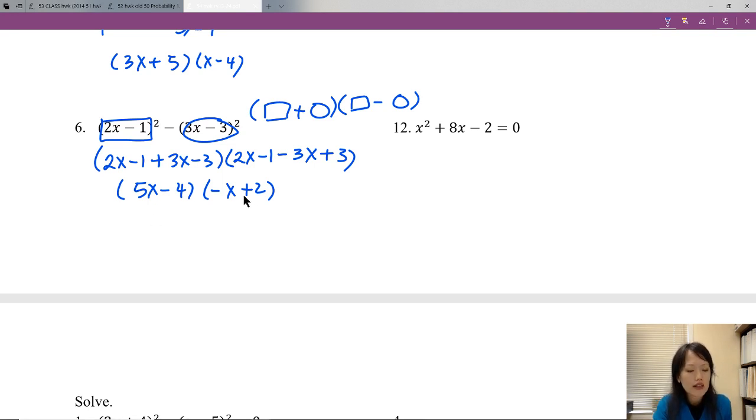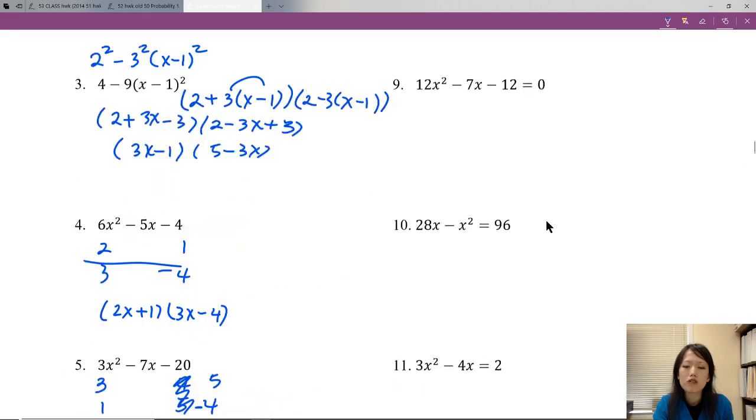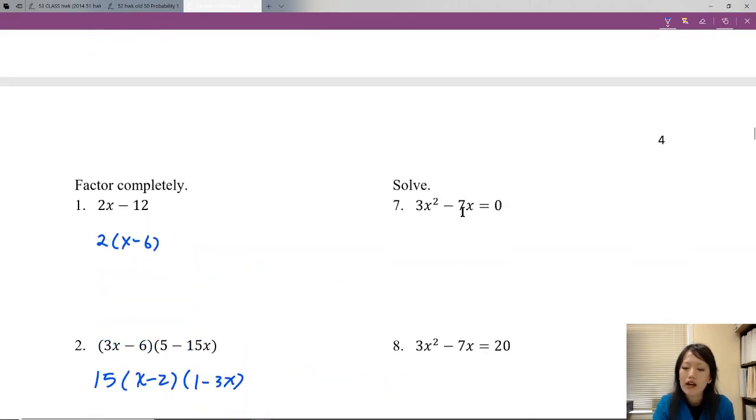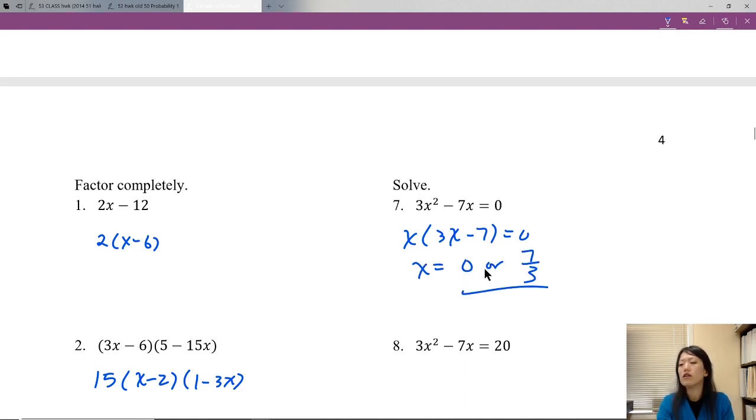I think next thing, number 7. Many people like to cancel. You cannot cancel x. What happens when you cancel x? You get rid of a solution. 0 is an answer. Factor out. You cannot divide by x. So you have 2 answers, 0 or 7/3. If you cancel, you get rid of 0, and it's wrong.